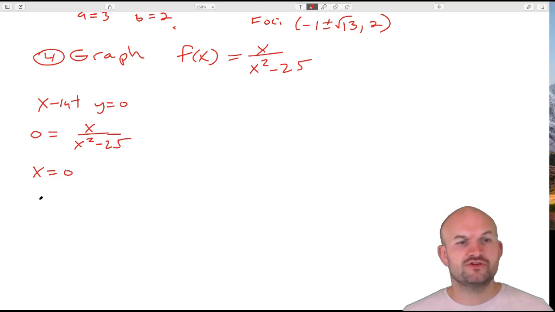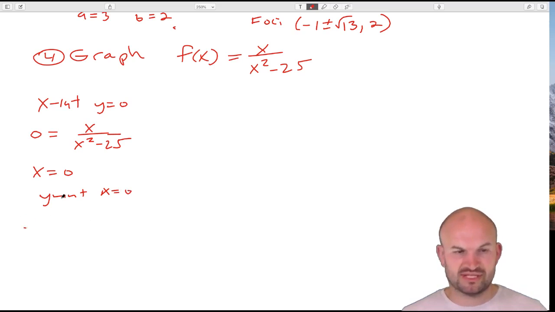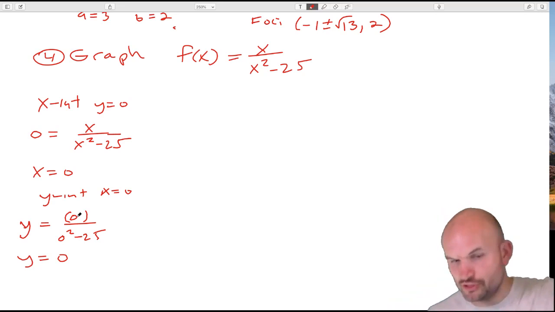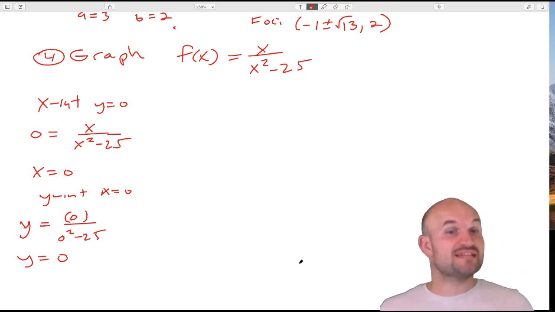To find the y-intercept, that is when x is equal to 0. So I'm just going to take my f of x, or let's replace it with y. So y is equal to 0 over 0 squared minus 25, which is just equal to 0, right? Anything with 0 in the numerator. So therefore, I have an x and y-intercept at 0.